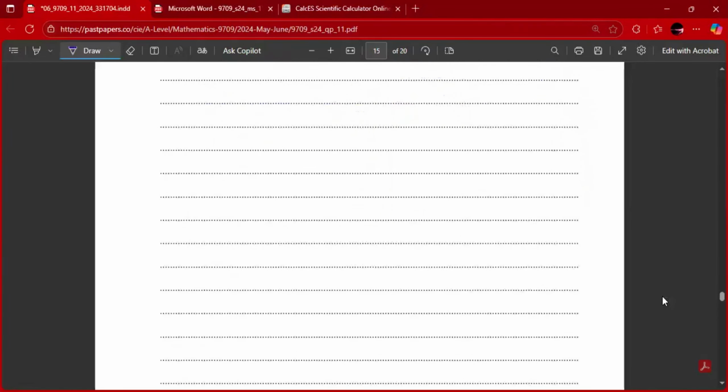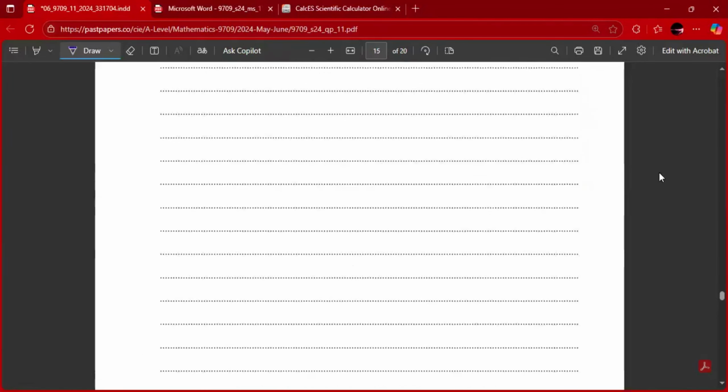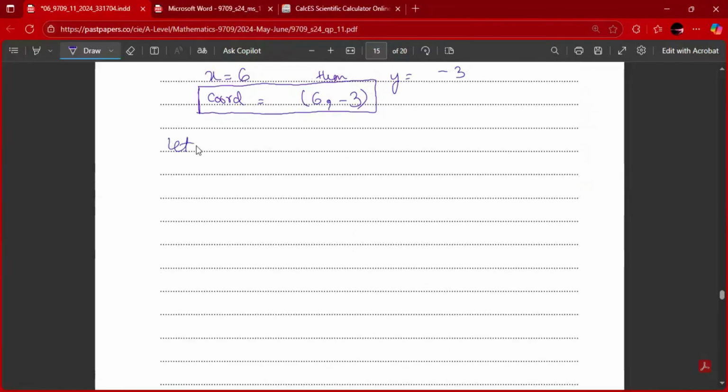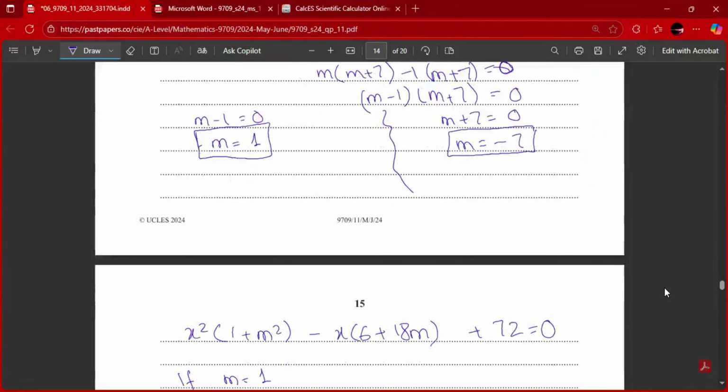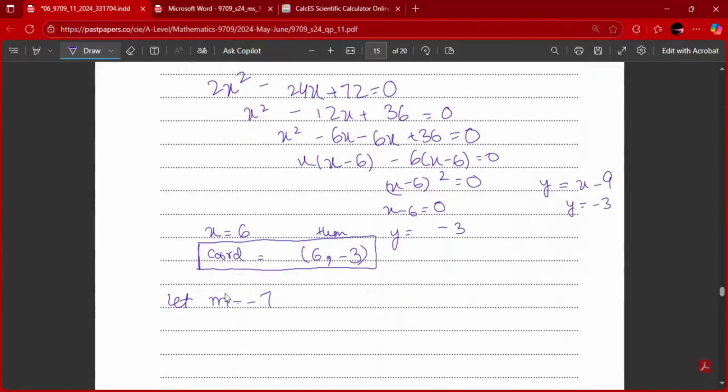Do we still have a lot of space? Yeah, we do. Let m be equal to minus 7. Is it minus 7 or positive 7? Minus 7. Now let's put this value in. x squared into 1 plus minus 7 squared, which is 49, minus x into 6 plus 18 into minus 7 plus 72.